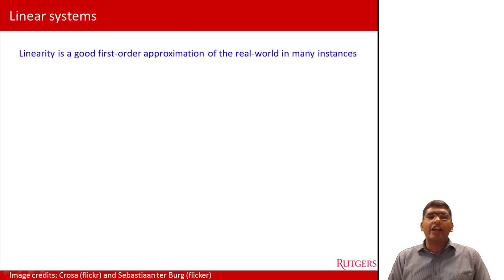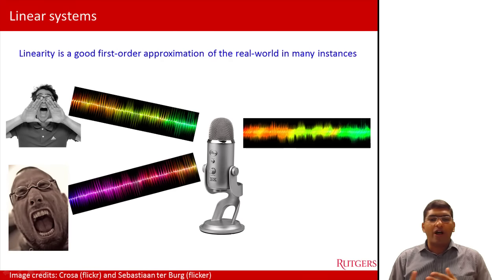Now, linearity is a good first order approximation of the real world in many, many instances. We like linear systems. They are easier to analyze, but they also are a good first order approximation of the real world up to a certain point. For example, if one person is saying something and the mic is recording something, you get one output. The other person is saying something, you get another output. If the two persons start speaking simultaneously, you'll get the output which will be a superposition of whatever they were both saying. This would of course hold up to a certain level. If they produce too much noise, then your mic may go into saturation, and that's where the linearity assumption can break down. But it's a good first order approximation.